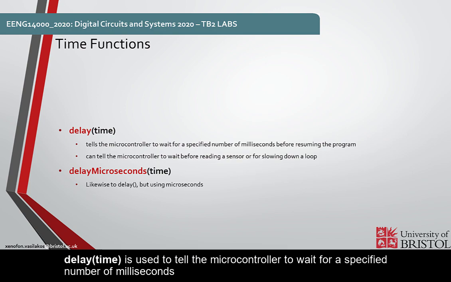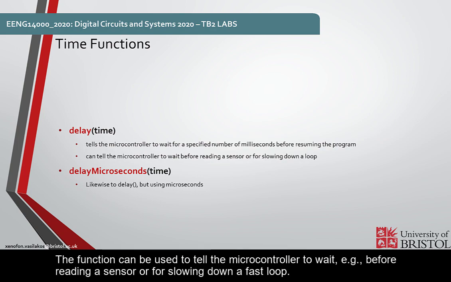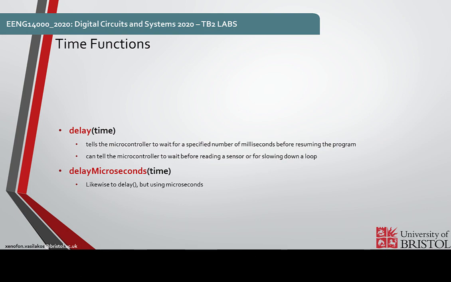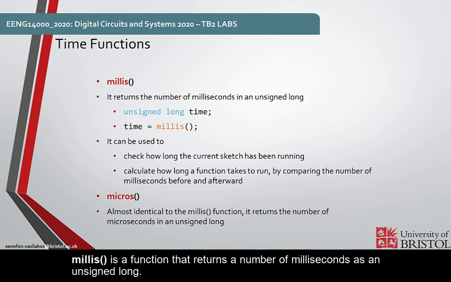delay is used to tell the microcontroller to wait for a specified number of milliseconds, as specified by the time parameter value, before resuming the program. The function can be used to tell the microcontroller to wait, for example, before reading a sensor or for slowing down a fast loop. delayMicroseconds is likewise to delay, but uses microseconds instead.